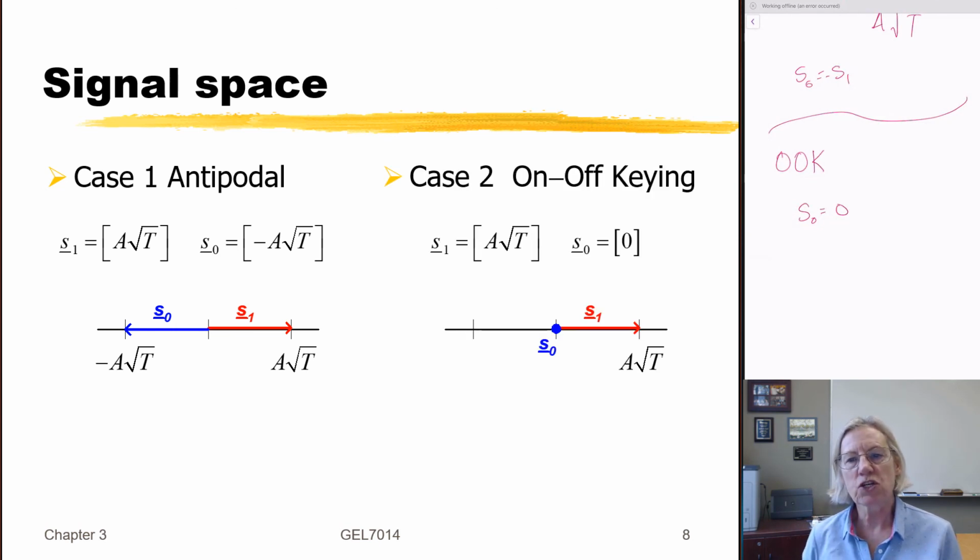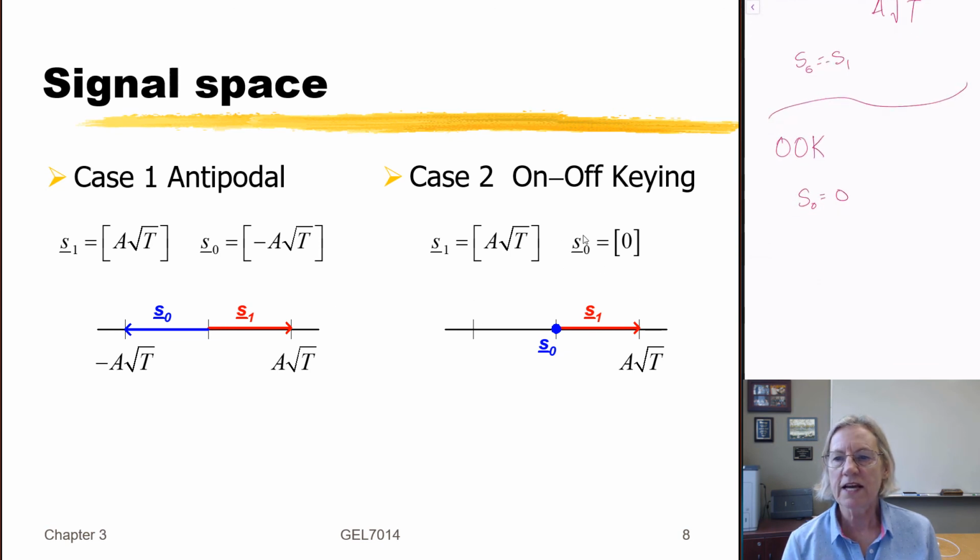Now let's look at case 2 with on-off keying. The first symbol vector, S1, is the same as in the case of antipodal. However, the logical 0 has only 1 point for its vector representation. So clearly, these two symbols are not of equal energy because the logical 0 energy is 0.